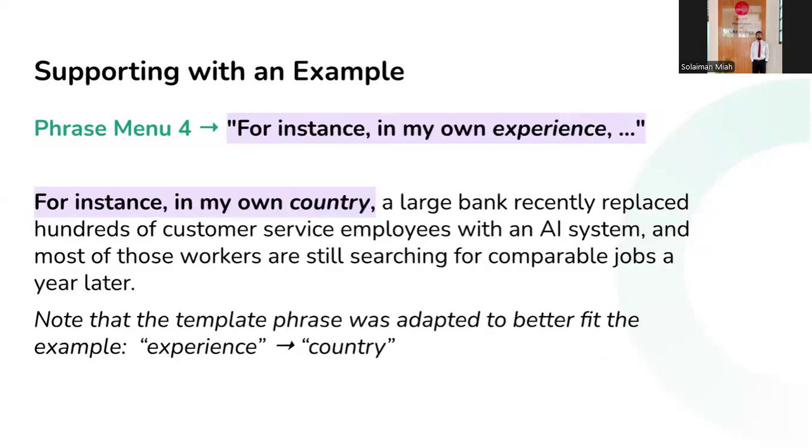Now we need a concrete example to make this argument feel real. The supporting your claims menu gives us, for instance, in my own experience, and we can adapt that a bit to create the following. For instance, in my own country, a large bank recently replaced hundreds of customer service employees with an AI system, and most of those workers are still searching for comparable jobs a year later. That example is invented, but it's specific and believable, which is exactly what the scoring rubric rewards.